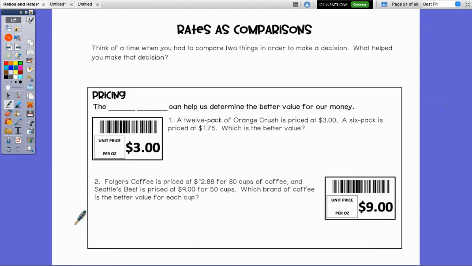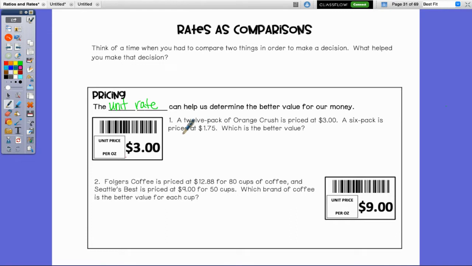Okay, pricing. The unit rate can help us determine a better value for our money. A 12-pack of Orange Crush is priced at $3. A 6-pack is priced at $1.75. Which is the better value? Now, these are usually done in the store for you. This little box tells you how much it is per ounce. But we're going to figure this out.